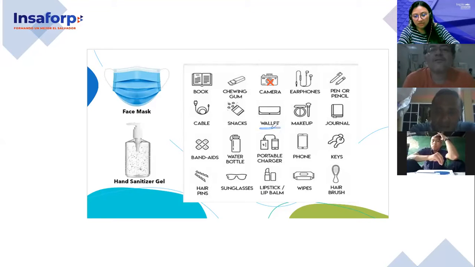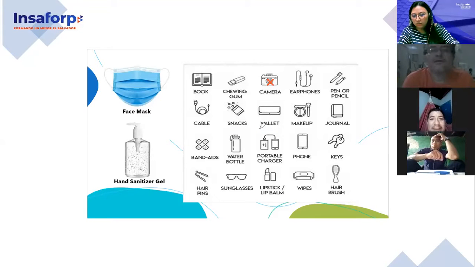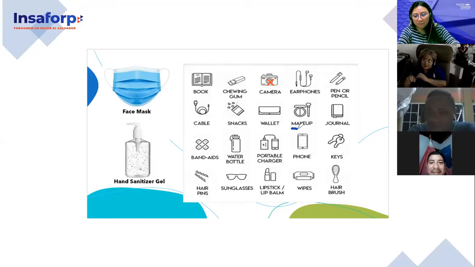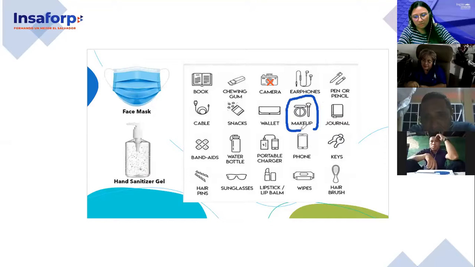Your wallet. The keys. What is this? Cartera. La cartera. Billetera. Monedero. What is in my pants? Makeup. Mira. Aquí entra cualquier categoría, cualquier cosa que entra en la categoría de makeup. What is this? Your journal. Journal. Podemos llamarle como alguna agenda pequeña, una libreta pequeña para tomar apuntes. Band-aid. Banditas.